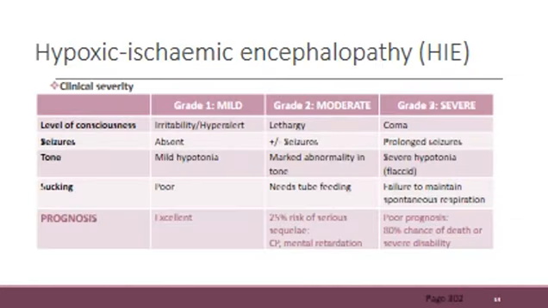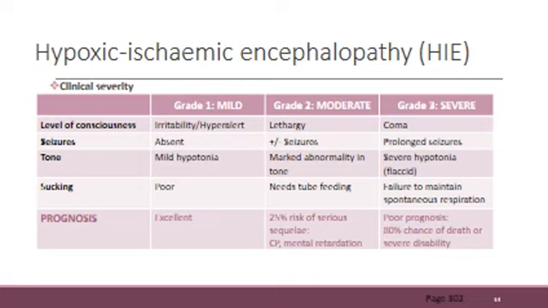Hypoxic ischemic encephalopathy is the clinical neurological syndrome that is associated with a sentinel event that leads to fetal hypoxia and ischemia. These patients often need resuscitation after birth and then might exhibit neurological signs as well as failure of other organ systems due to the hypoxia and ischemia suffered. The clinical severity can be graded into mild, moderate, and severe.